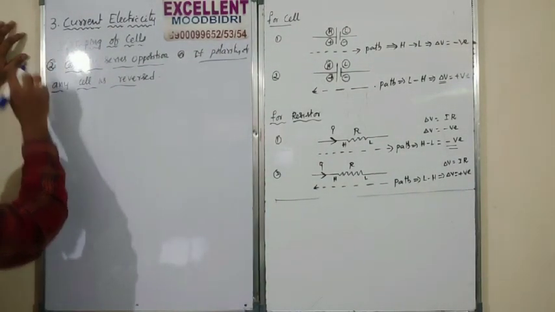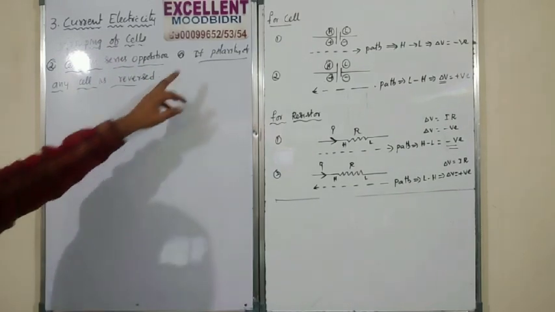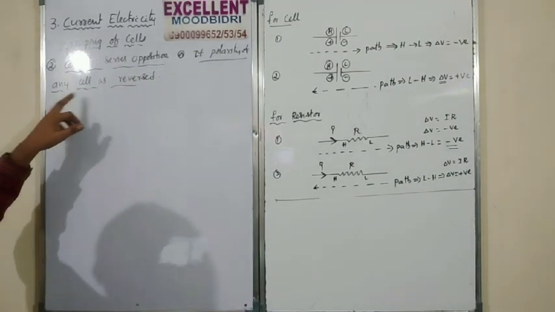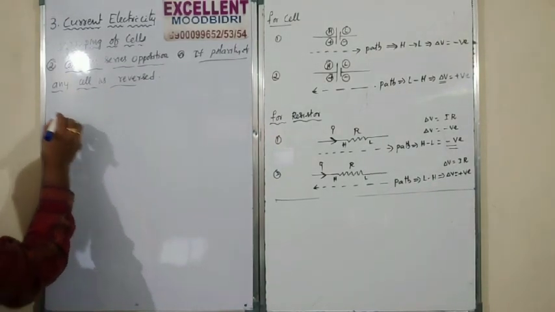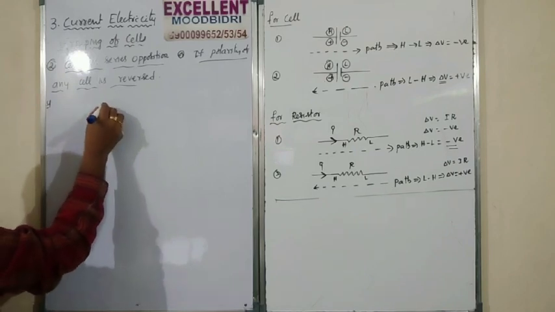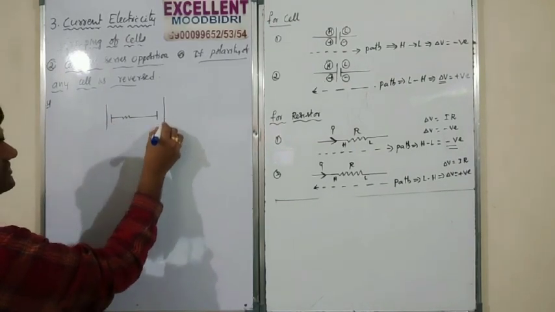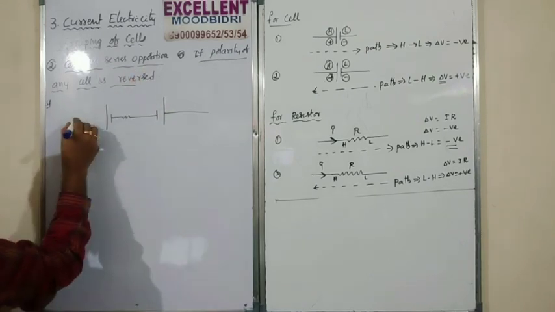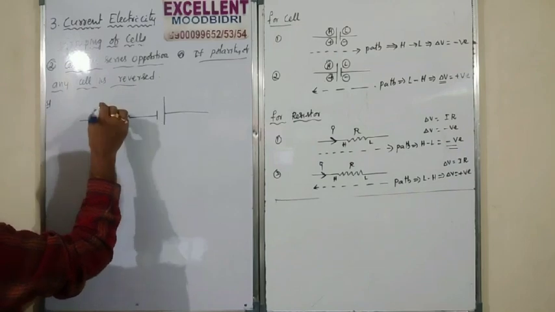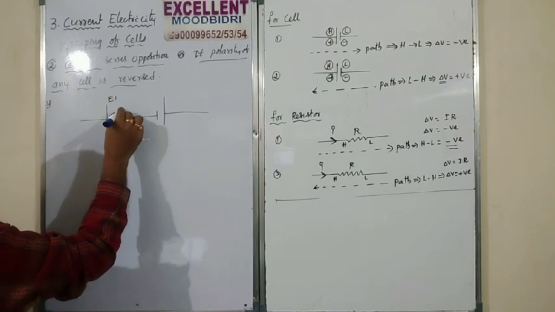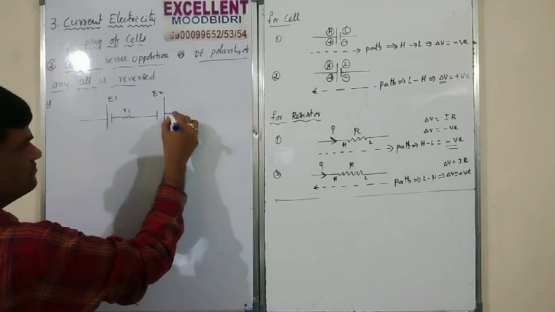Cells in series opposition. Series opposition is when the polarity of any cell is reversed. For example, here two cells are there, with internal resistance in series, and one is reversed. Polarity is reversed. This is the E1 and this is the R1. This is the E2. Here resistance is R2.